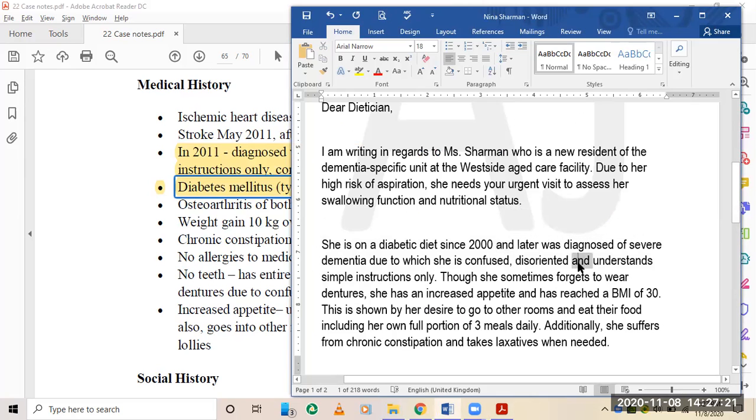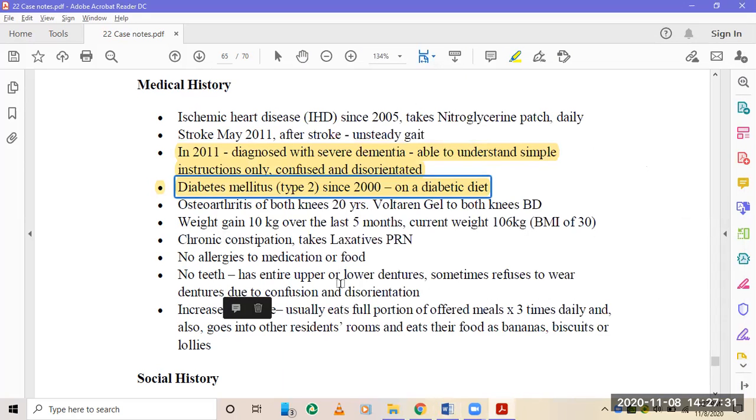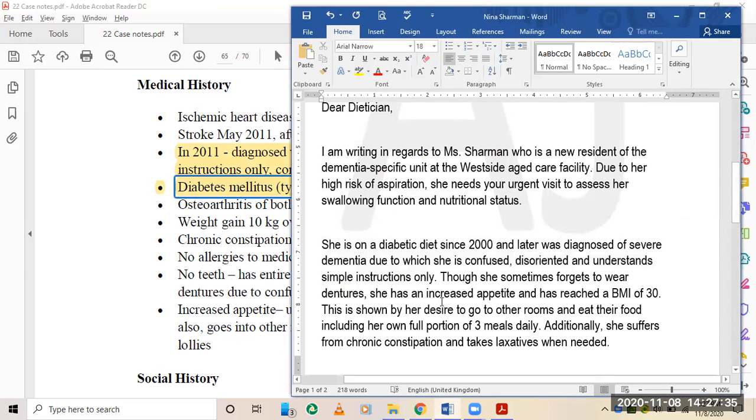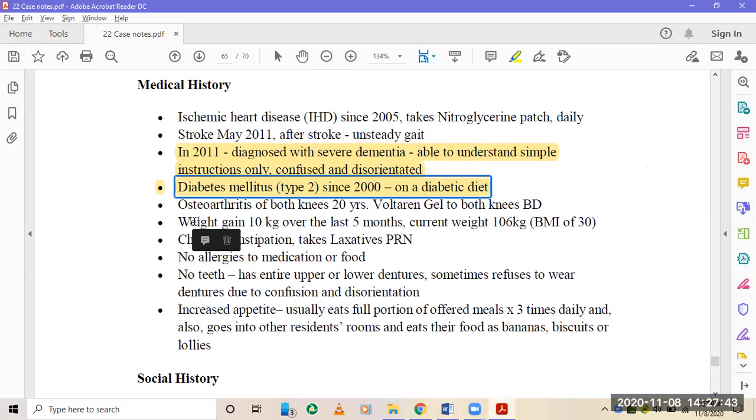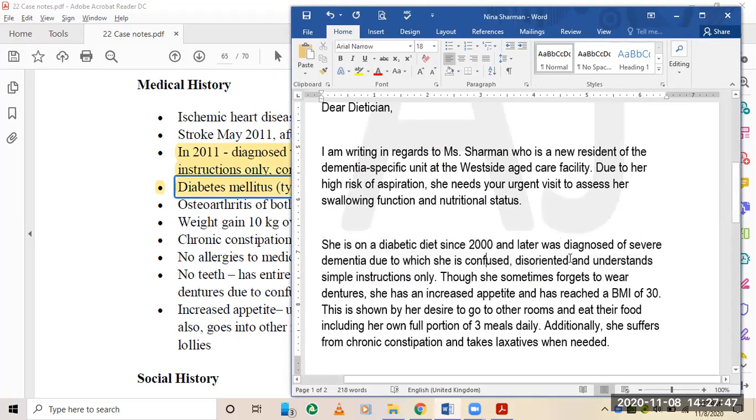Once, twice. That's all. Try not to have too many ands in your sentences. Then, though she sometimes forgets to wear dentures, yes. So, even though she is wearing her dentures, what's happening? Her appetite has increased. So, those two things: she has an increased appetite and has reached a BMI of 30. So, you can either speak about weight or the BMI. You don't need to speak about both, not at all required.